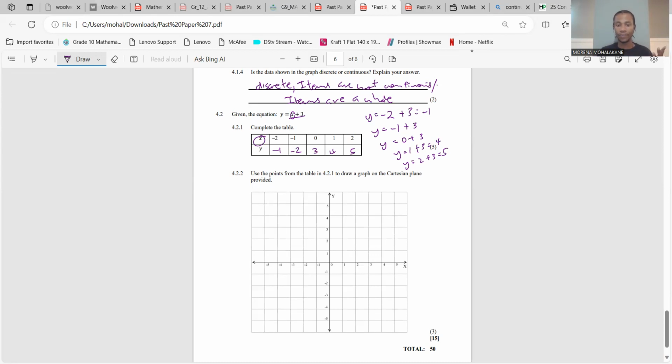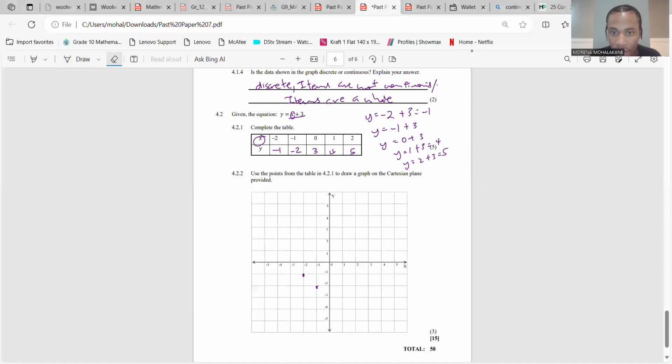These are the coordinates. So we'll start there. You have -2 and -1. I mean, -2 and -1. X value -2, y value -1. Point here, -1 and -2. I have 0 and a 3.